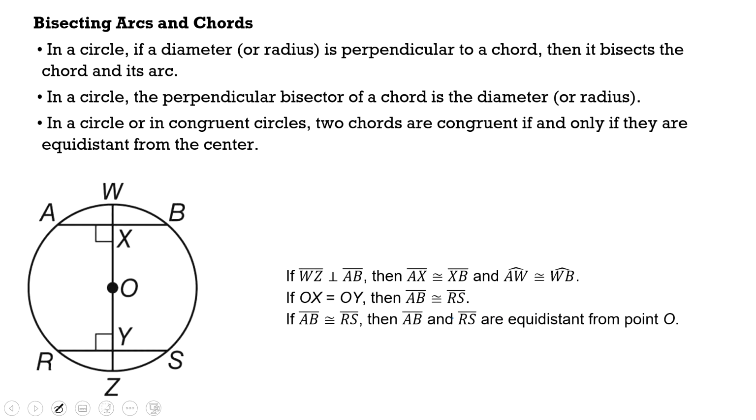If we remember, we talked about bisecting arcs and chords. If a diameter of a circle is perpendicular to a chord, in our example here, WZ is perpendicular to AB, then the diameter bisects the chord and the arc. So it cuts it into two equal parts. So from what we know then, side AX is congruent to XB, and arc AW is congruent to WB.